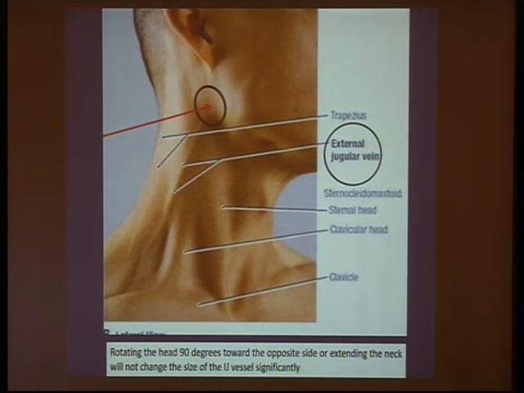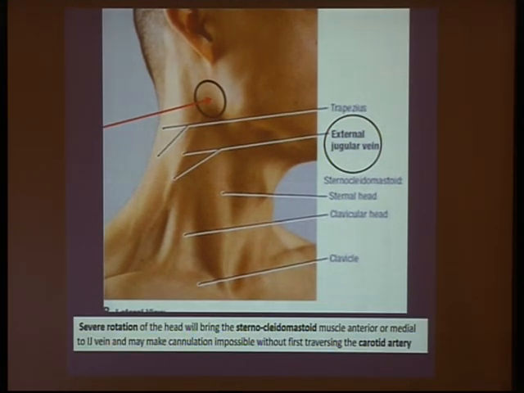slightly, like 30 degrees, will make cannulation easier. But there is one trick here: severe rotation of the neck, like 90 degrees, will not improve cannulation, and moreover will make arteries and veins closer. There is a greater possibility when you rotate the neck to 90 degrees to puncture the artery. So rotate the neck, but only 30 degrees.